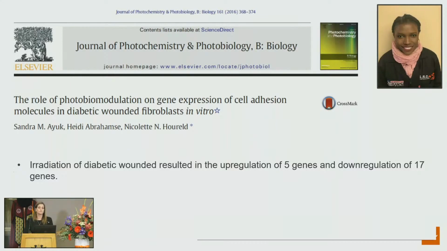Here we saw 5 genes upregulated and 17 genes downregulated. And these two studies showed that PBM stimulates the expression of genes involved with cellular matrix proteins, and that you would get different profiles using different wavelengths in the same cell models.